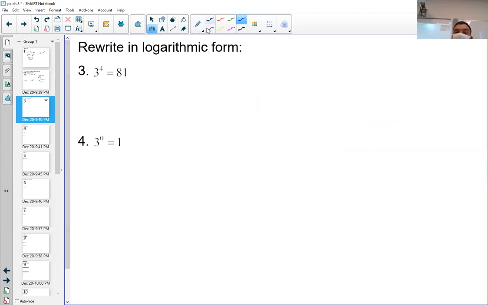Okay, so then we have the reverse situation, which is just, we're going to make the base of the exponent into the base of a log. Same concept. This base of the exponent is going to become the base of a log. So the answer is 4 equals log base 3 of 81. All we're doing, 3 and 81 are the same, they're just written one lower, one higher.